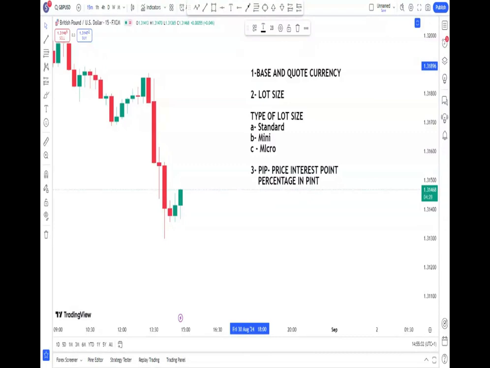And this pip is a tool of measurement related to the smallest price movements, like the price movement of a number. Let me put it this way for you to understand. It's a two pips.